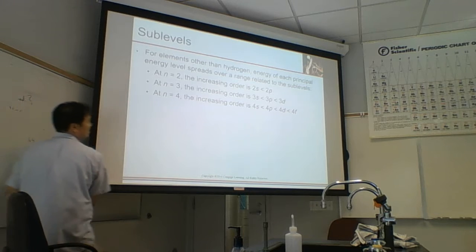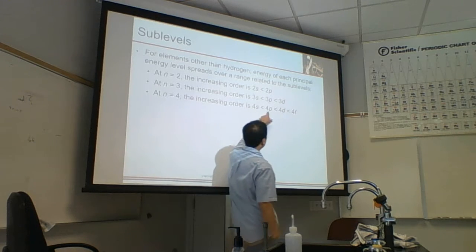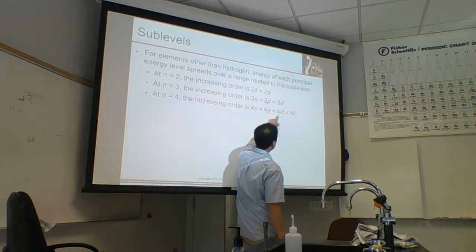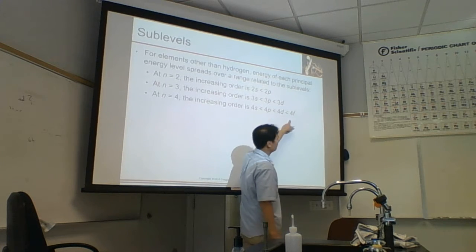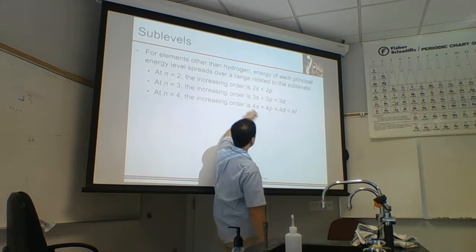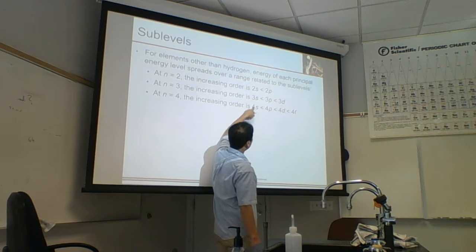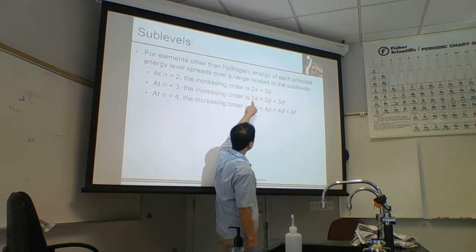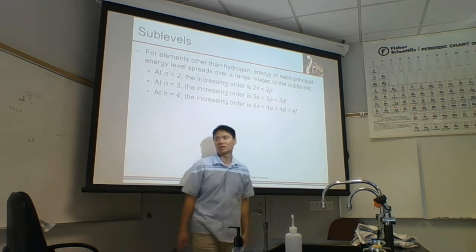In other words, p orbitals are higher in energy than s orbitals, d orbitals are higher in energy than p orbitals, f orbitals are higher in energy. It goes like that. So then there are bigger jumps. A 4 orbital is higher in energy than a 3, which is higher in energy than a 2, which is higher in energy than 1.